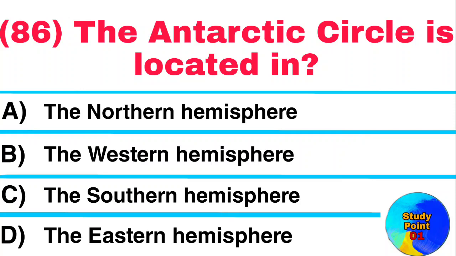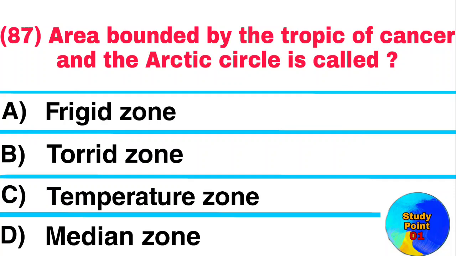Question. The Antarctic Circle is located in A. the Northern Hemisphere, B. the Western Hemisphere, C. the Southern Hemisphere, D. the Eastern Hemisphere. Answer. The Southern Hemisphere. Question. Area bounded by the Tropic of Cancer and the Arctic Circle is called A. Frigid Zone, B. Torrid Zone, C. Temperate Zone, D. Median Zone. Answer. Temperate Zone.